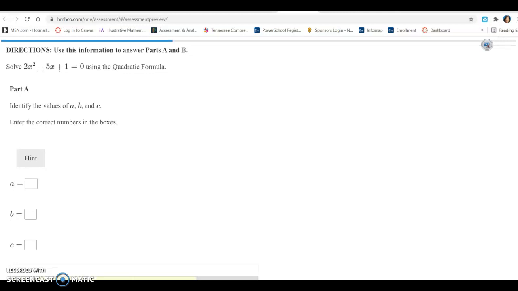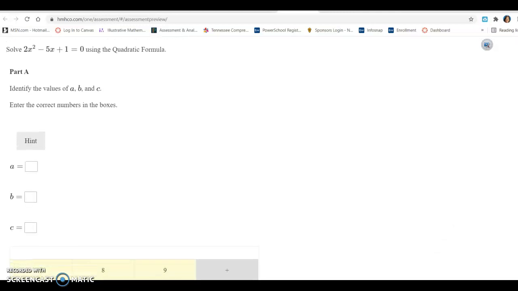So this is the first question. It says, use the information to answer part A and B. Solve 2x squared minus 5x plus 1 equals 0 using the quadratic formula. Alright, so the first thing we're going to do is identify A, B, and C. If you remember in the last video, I told you A is the number in front of your x squared, B is the number in front of x, and C is the constant.